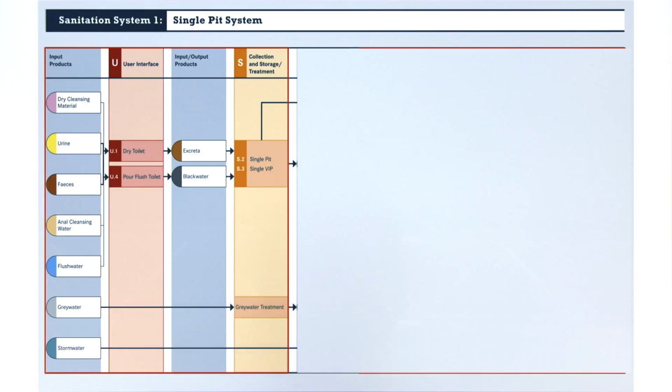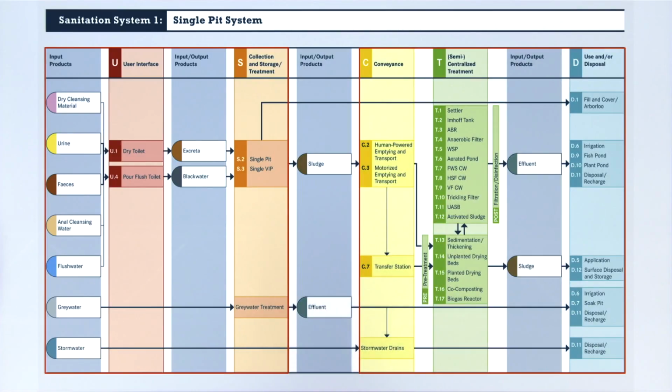Looking at this system template is both interesting and important because the first half, the dry toilet plus a single pit, is very common in most parts of the world. However, as we have discussed before, the second half of the system, the transport, treatment, and uses of the products, becomes quite complicated, involves a lot of technical components, and potentially very difficult decisions. The lesson here is to never assume that a single pit system is a simple system.